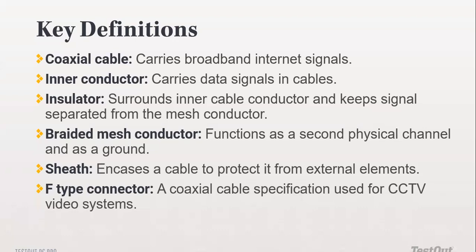Okay, braided mesh conductor: functions as a physical channel and as a ground. Shed: encases a cable to protect it from external elements. F-type connector: a coaxial cable specification used for CCTV video systems.